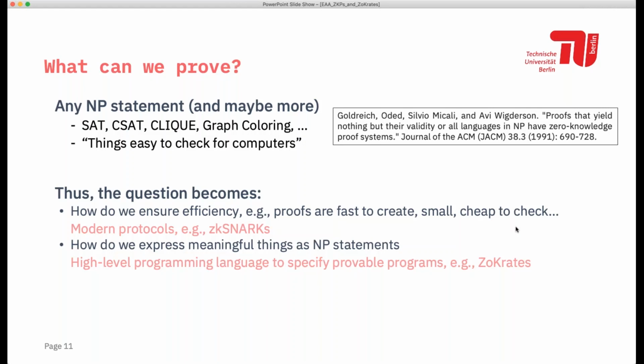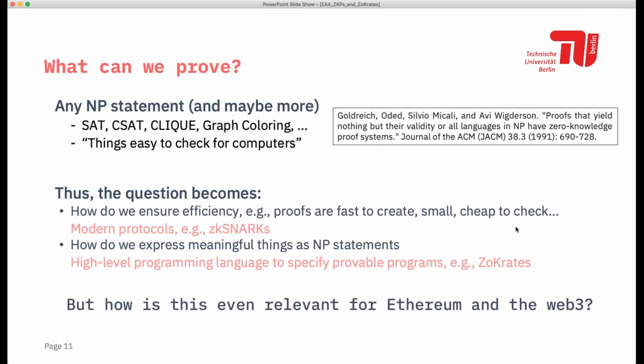But now I talked a lot about zero-knowledge proofs and all that, but the question is, how is this even relevant for Ethereum and the Web3? Sure, it's kind of cool tech, but we haven't talked about how this works out.